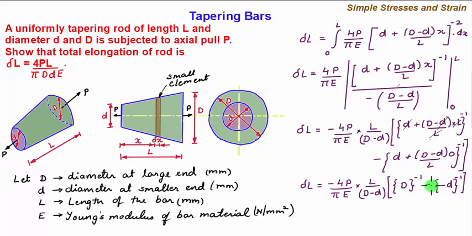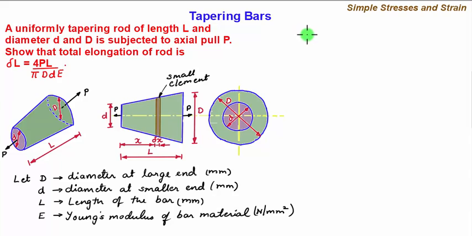Now writing these two diameters in the reciprocals, we have minus 4P by pi E into L upon capital D minus small d into 1 by capital D minus 1 by small d. Now we invert these two terms so that this minus sign gets cancelled. So we have delta L equal to 4P upon pi E into L upon capital D minus small d into 1 by small d upon 1 by capital D.